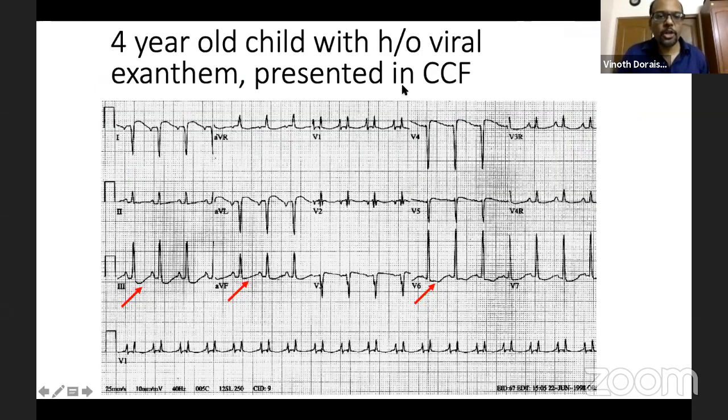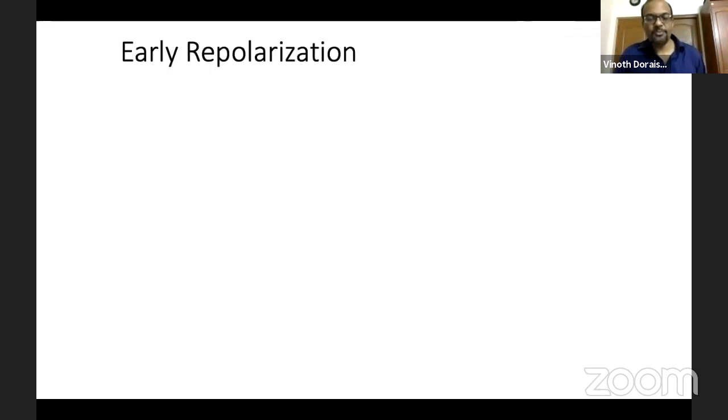So consider this 4-year-old child with a history of viral exanthem who presented in congestive heart failure. He had a fever, a rash, and then presented in congestive heart failure after 3 to 4 days. You can see these ST depressions and T wave inversions in multiple leads, in the inferior leads and in the lateral leads. So these ST-T changes in multiple leads, in the clinical scenario of a viral exanthem presenting in congestive heart failure, is myocarditis.